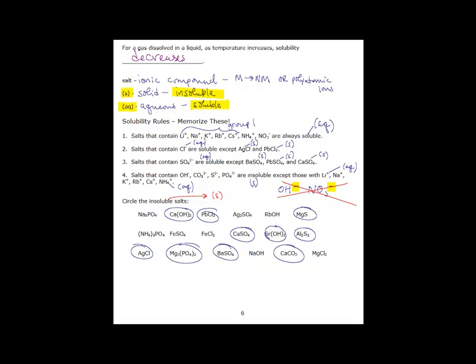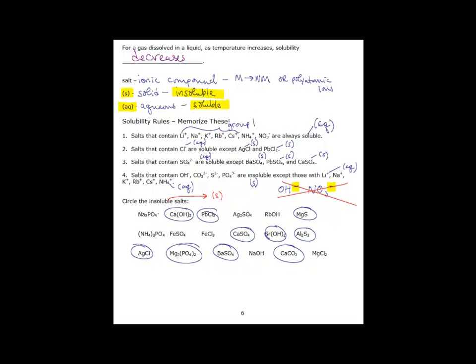Alright, so hopefully you got 10 insoluble salts. Sodium phosphate, Na3PO4, is soluble because it contains sodium. Calcium hydroxide is insoluble because it contains hydroxide, and calcium is not a group 1, so that's why I circled it. PbCl2 is insoluble, see Rule 2. Silver sulfate, you might think is insoluble, but look to Rule 3. Salts that contain sulfate are soluble unless it's barium, lead, or calcium. So silver is not barium, lead, or calcium.